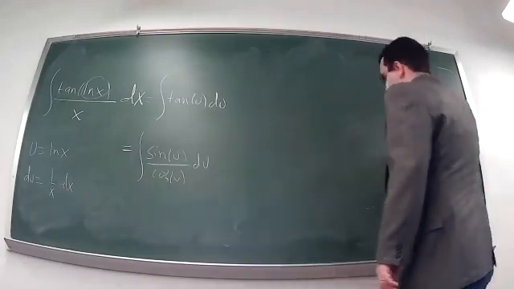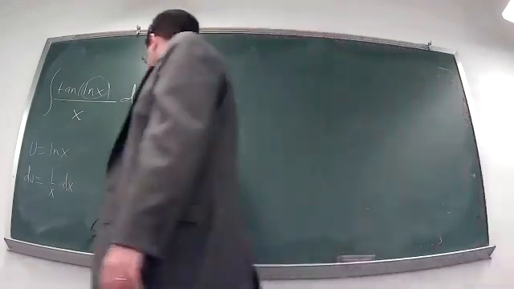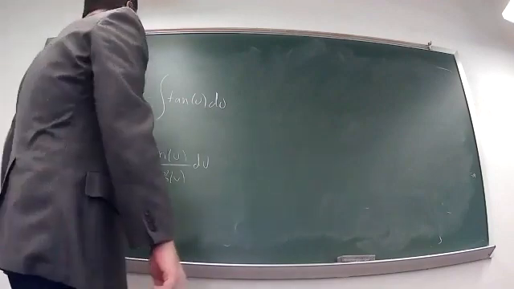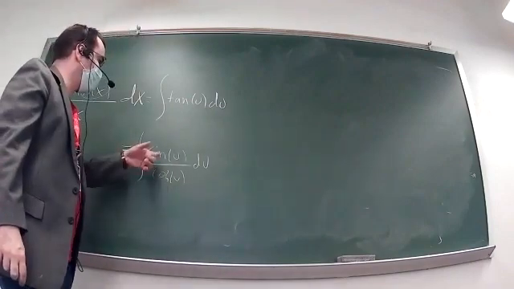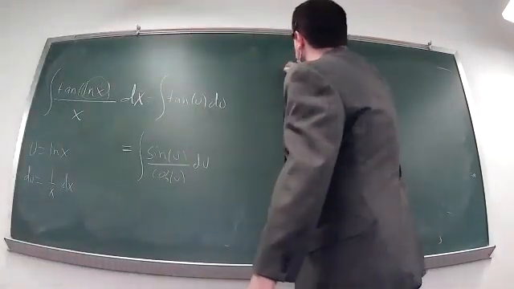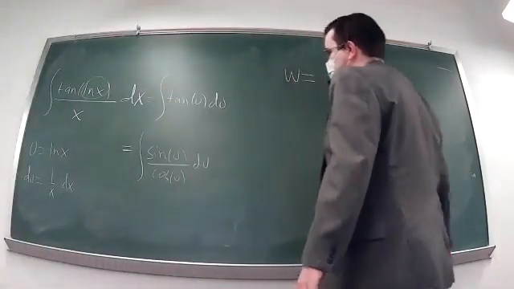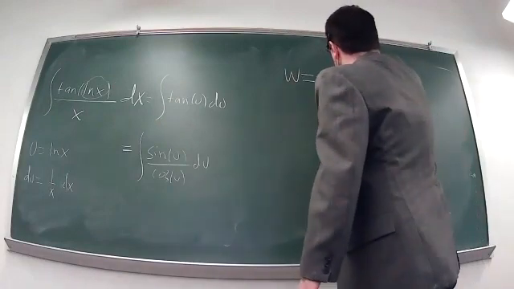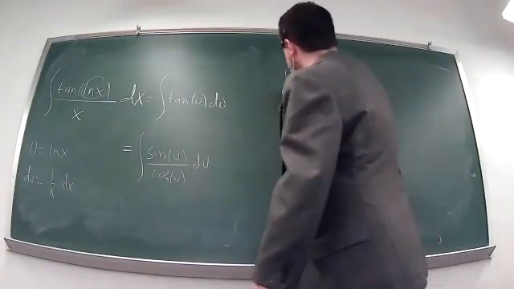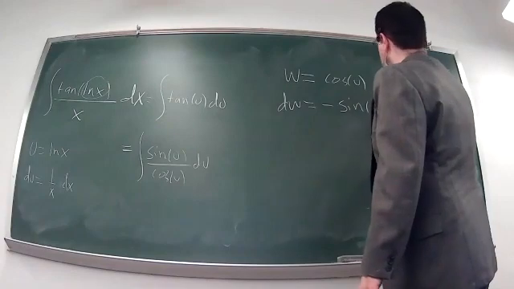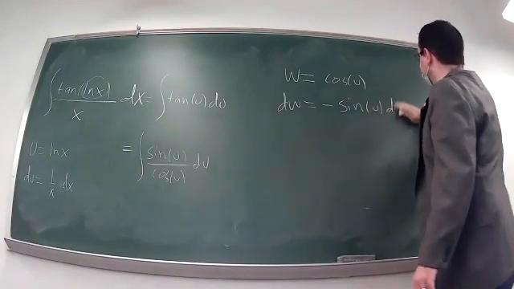I'm not sure what this antiderivative is, but I do think that I might be able to do another substitution, because the derivative of cosine is negative sine. So here's my idea. If I do a new substitution, why not change variables again? Why not take w equals cosine of u? So dw equals minus sine of u du.